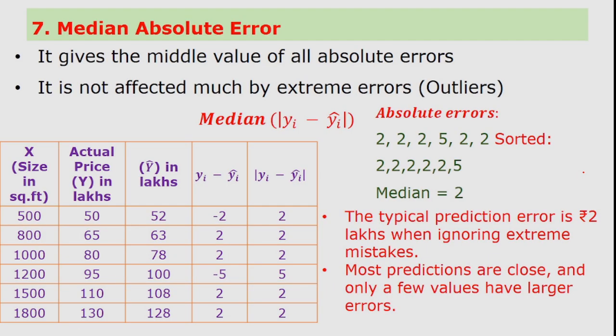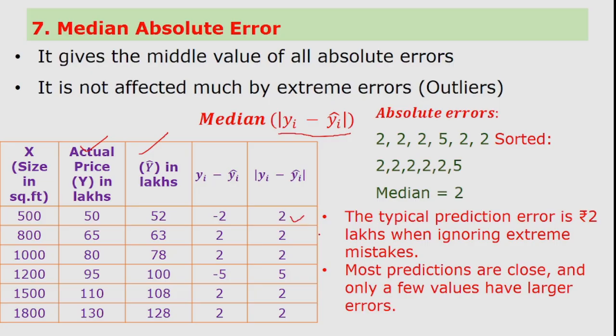The median absolute error gives the middle value of all the absolute errors. It is not affected much by extreme errors or outliers. You can call it a median of absolute error. Absolute error is the difference, actual value minus predicted value. This is the same example we are going to use. This is the actual value and this is the predicted value for a 500 square feet house size. The actual price is 50 and the predicted price is 52 and the difference is minus 2, and the absolute error you will get as plus 2.